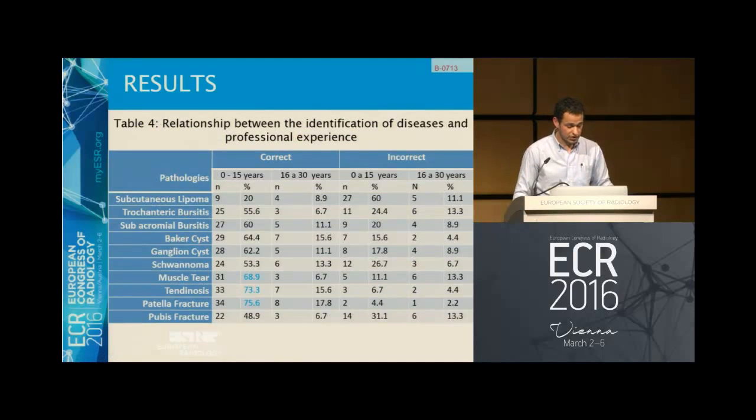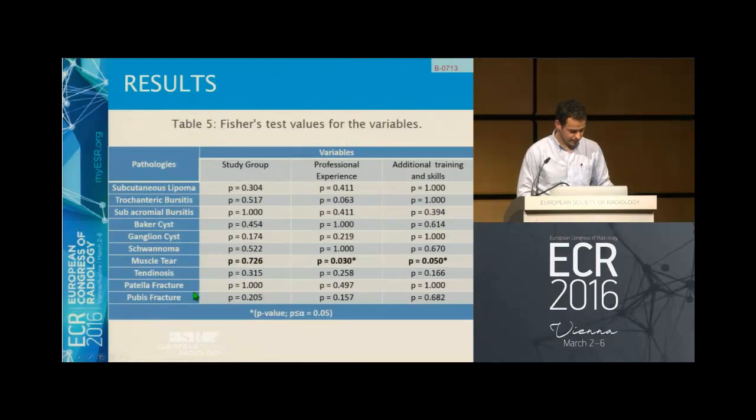Here we have the relationship between the identification of diseases and their professional experience. You can see here between 0 and 15 years, which also corresponds to the higher number of radiographers. The most correctly answered was the muscle tears, the fractures, and tendinosis. Here, the Fisher test for the values of the variables. As you can see here, we only had significance for one item, which is the muscle tear.